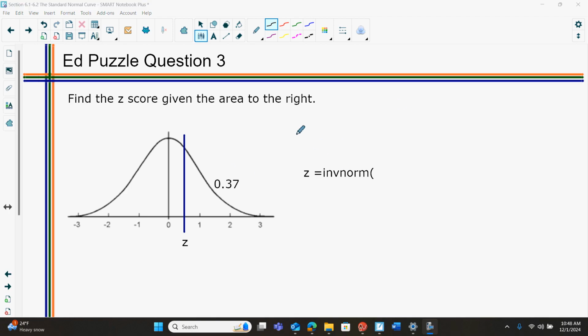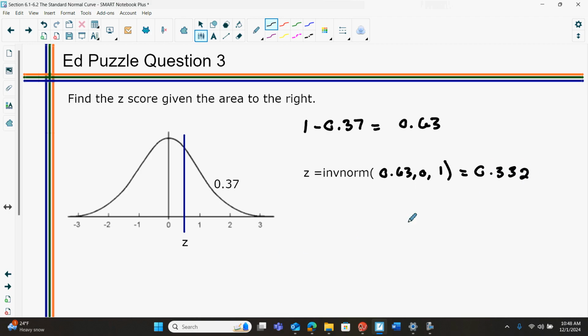Okay, so looking at this, first thing you should have done, since you're given an area to the right, is find the area to the left by doing 1 minus 0.37. That's going to be 0.63. So your inverse norm, 0.63, 0, 1 equals, and if you did it in a calculator, you should have gotten 0.332. So the z-score is 0.332.